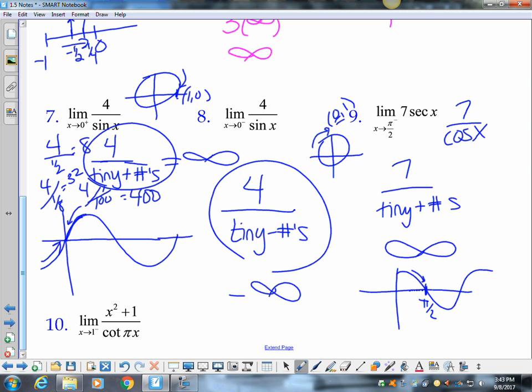Okay. These are tricky. Follow the rules. Use everything in your arsenal. Use plugging it in. Use factoring. Use conjugates. Use graphs. Use the unit circle. Use everything you can to attack these. And the more you do, the better you'll get. The more comfortable you'll get with them.